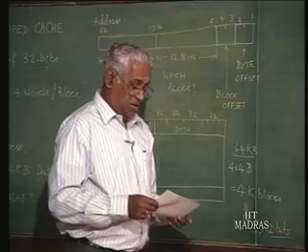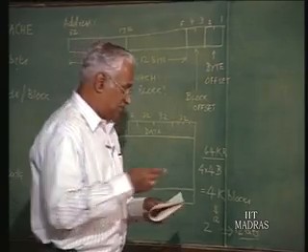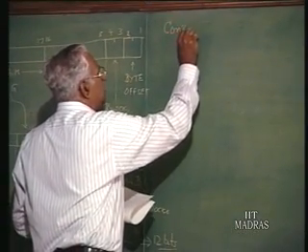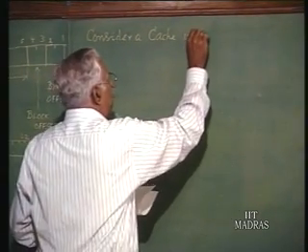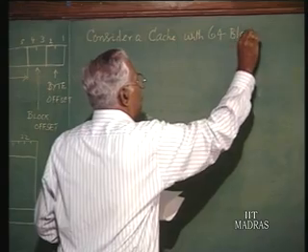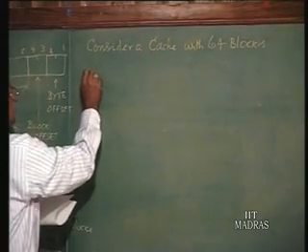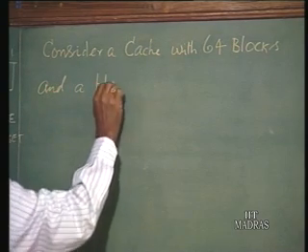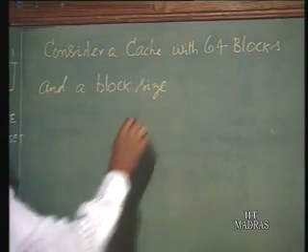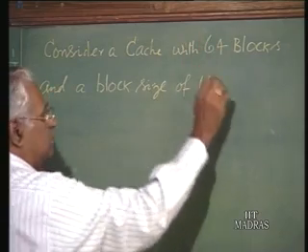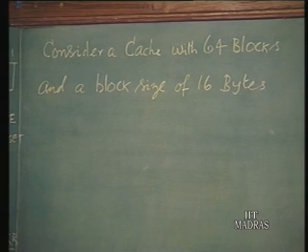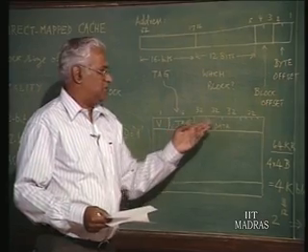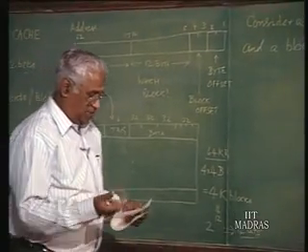So, let us work out another example in which we will see how exactly to calculate the block number given a byte address. Suppose we consider a cache with 64 blocks, and suppose the block size is say 16 bytes. So, the block has 16 bytes. It is not different from what we have got here. Each is 4 byte and there are 4 words. We are talking about the same thing.